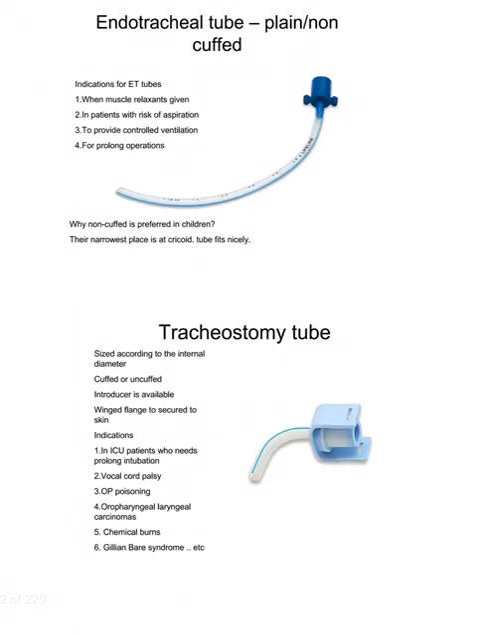Okay, so this is basically a plain ET tube, guys. Plain ET tube is used for children. Why is it used for children, guys? Because the narrowest part is at the cricoid, so this tube fits nicely. So what are the indications of the ET tube? When you need to give a muscle relaxant, guys. In patients with risk of aspiration. And to provide controlled ventilation and to prolong the operation, guys.